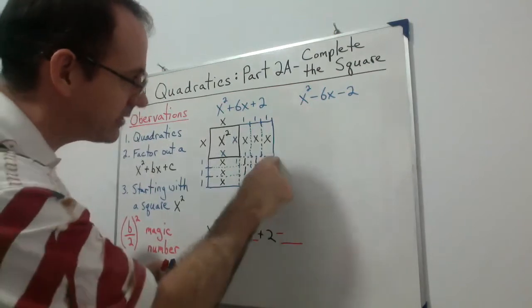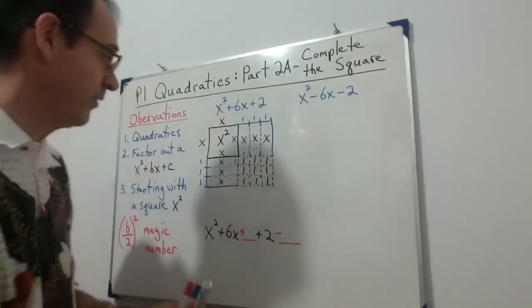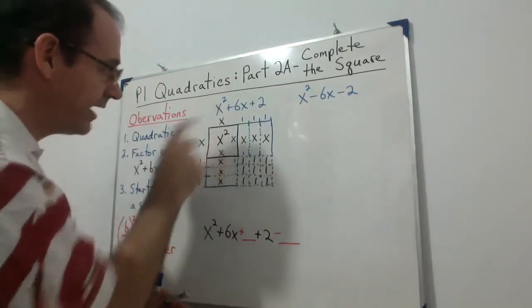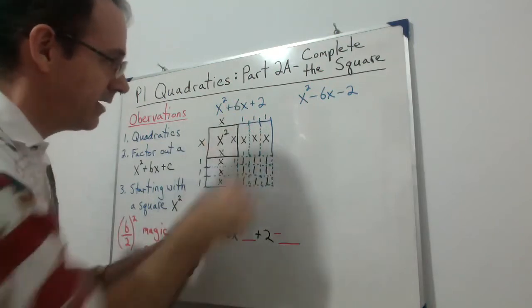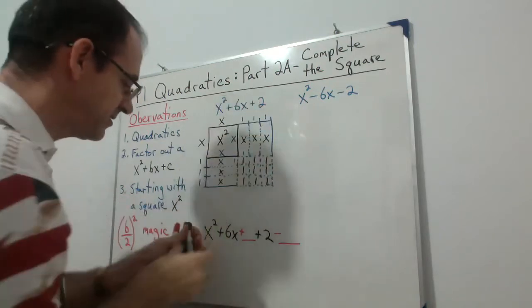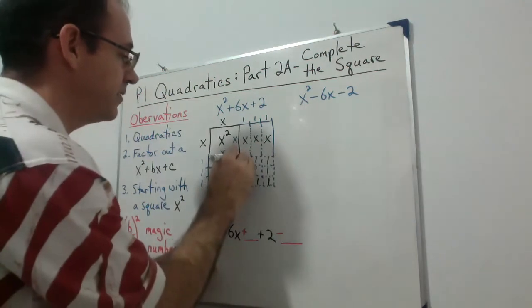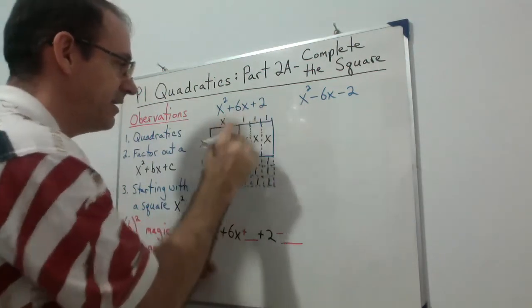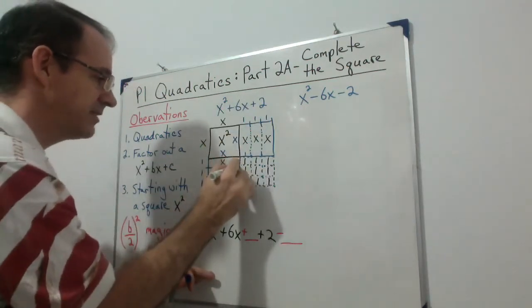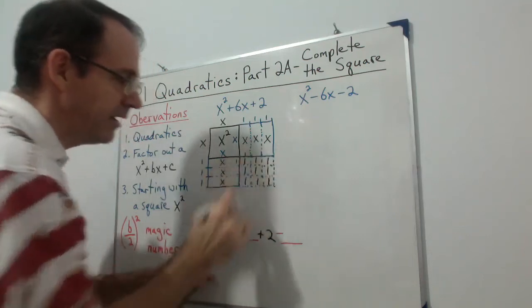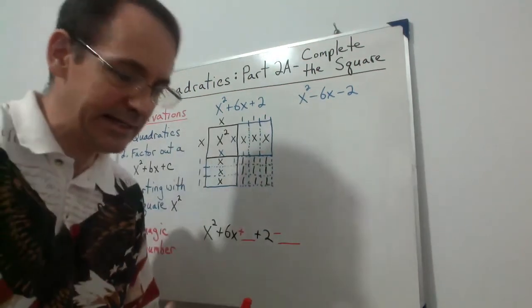Notice this is dotted line. We haven't added it in yet. We've added in the original x squared. We've added in our 6x part. So I guess I could make this solid here. We've added that in, 3x there, 3x here. But this we haven't added in yet.